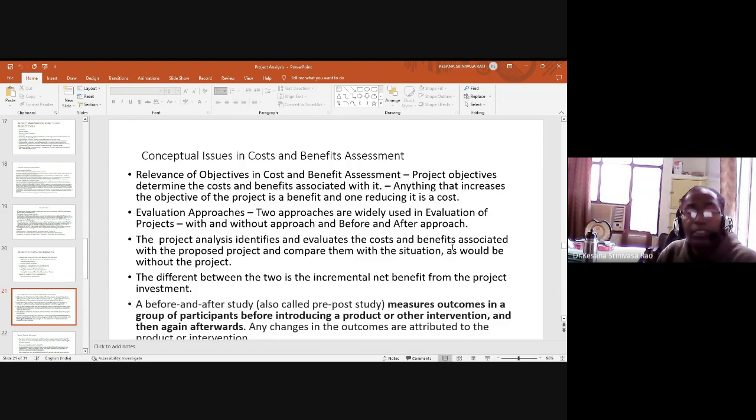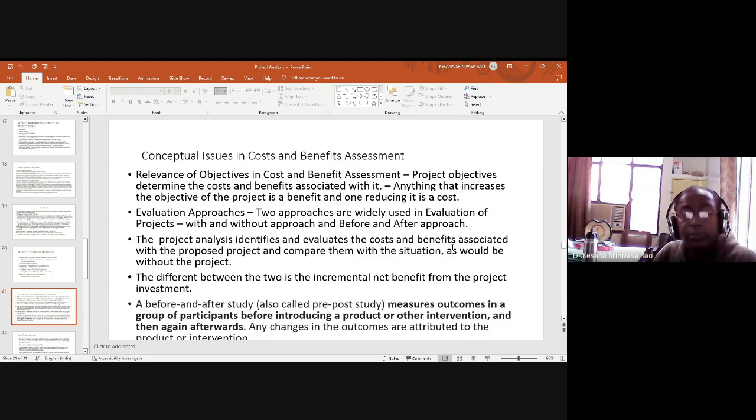The project analysis identifies and evaluates the costs and benefits associated with the proposed project and compares them with the situation as it would be without the project. So that is what with and without project means, and how it can be identified and defined. The difference between the two is the incremental net benefit from the project investment.